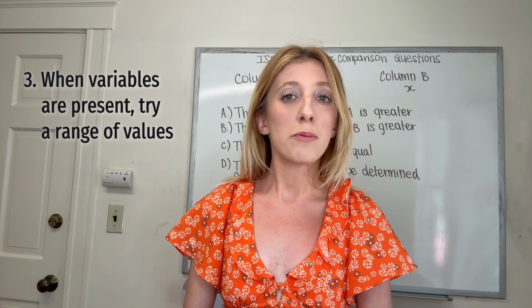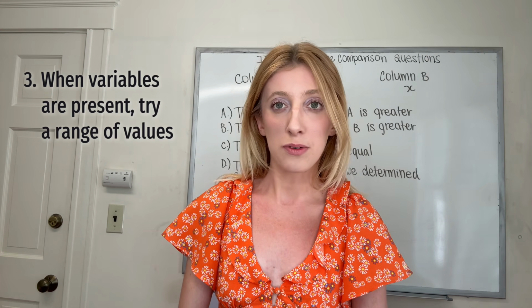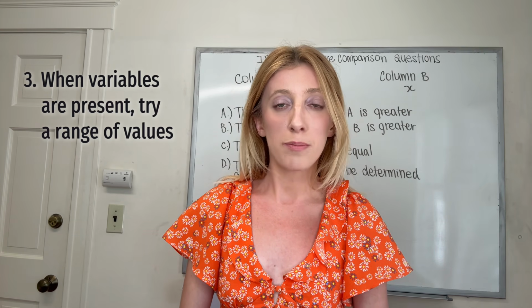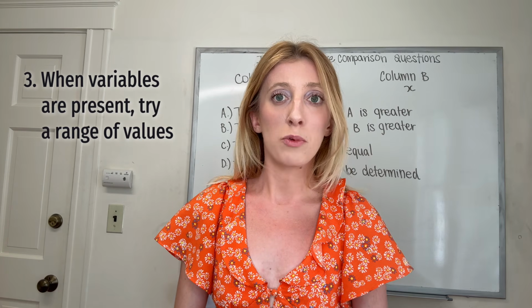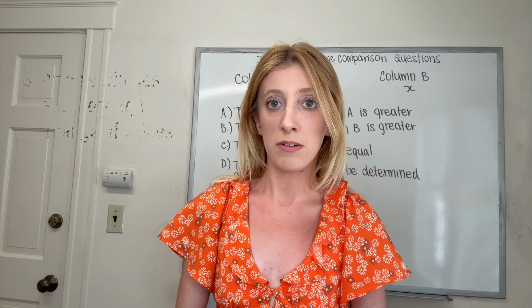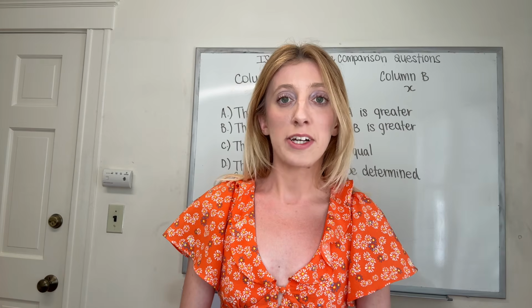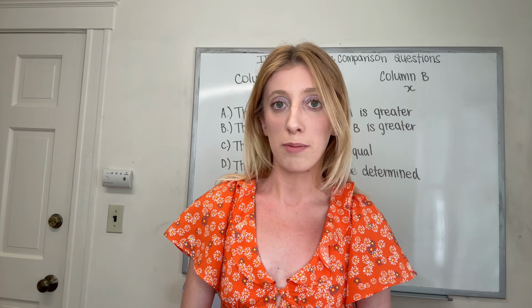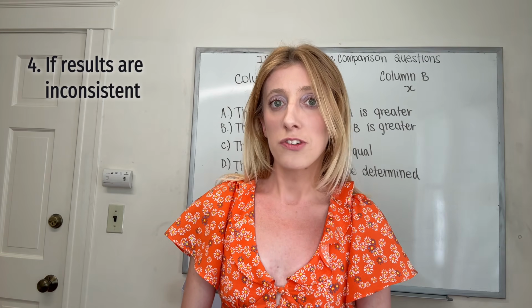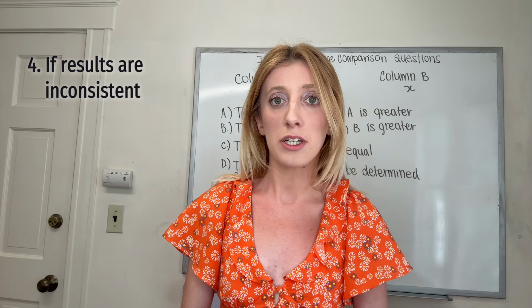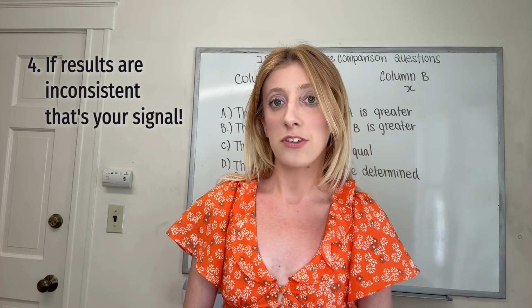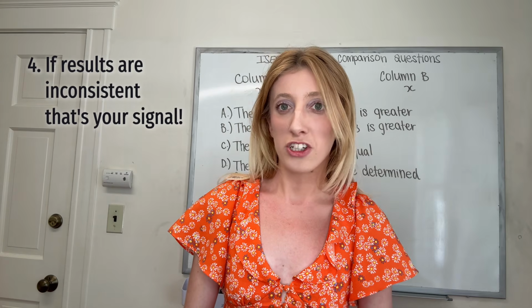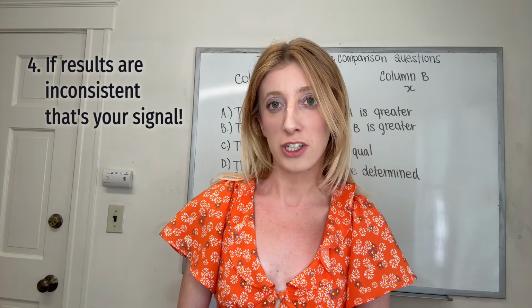Third, when variables are present, try a range of values. Positive numbers, negative numbers, fractions, 0. These edge numbers are often the basis for the comparison, because comparisons behave unexpectedly when you try different numbers. Fourth, if your results are inconsistent across those values, if the greater quantity keeps changing, that's your signal. The answer choice will be D. The relationship cannot be determined from the information given.